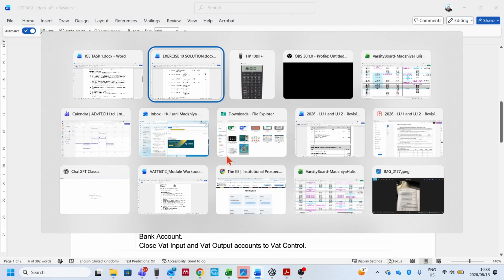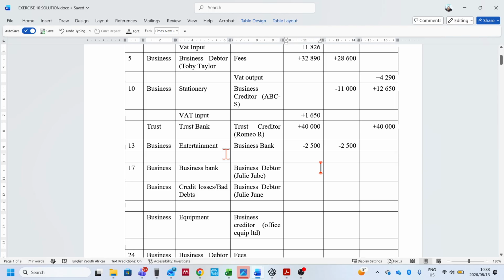So let's go and record this in our accounting equation. So business bank will be debited, business debtor will be credited. So this means that here I'm going to show using the bank column side. So I've got 38,000 multiplied by 45%.